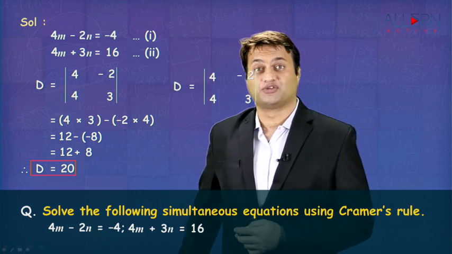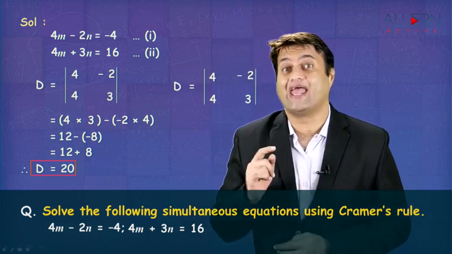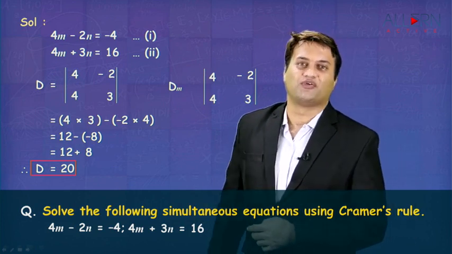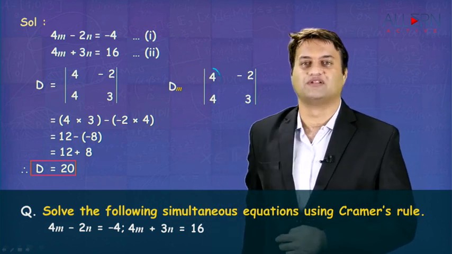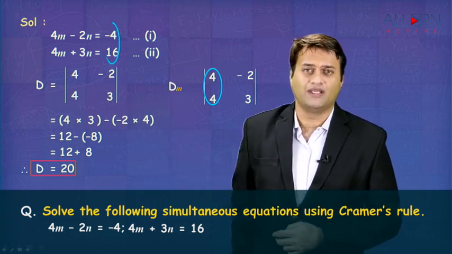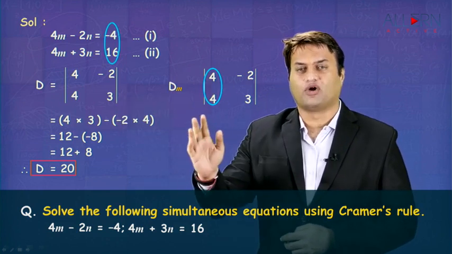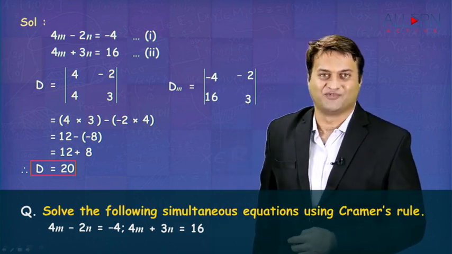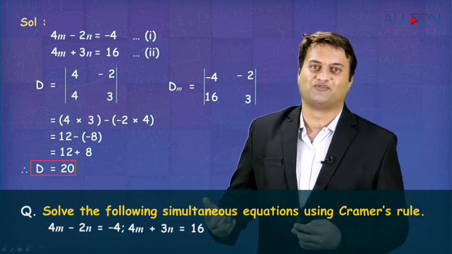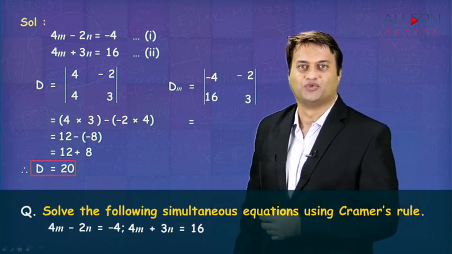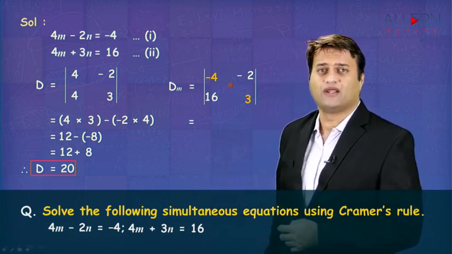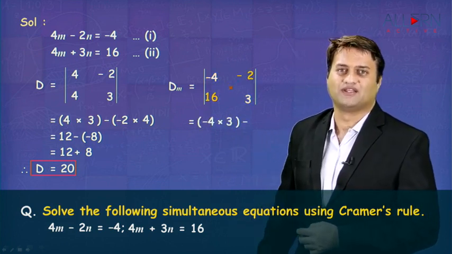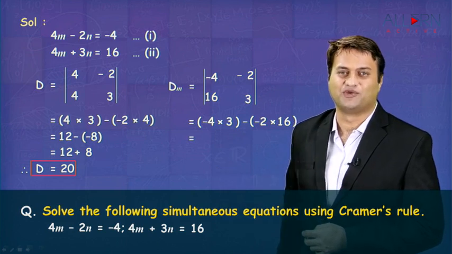Now it's time for us to find the value of Dm. The variable is m, right? So let's find Dm. To find Dm, we need to delete the coefficients of m from D. That is, we'll be deleting the first column and we will be replacing it by the constants, that is minus 4 and 16. Once we form Dm, now it's time for us to find the value of Dm. Let's do it. In the first bracket, it will be minus 4 into 3, right? Second bracket will be minus 2 into 16 with a minus sign in between.